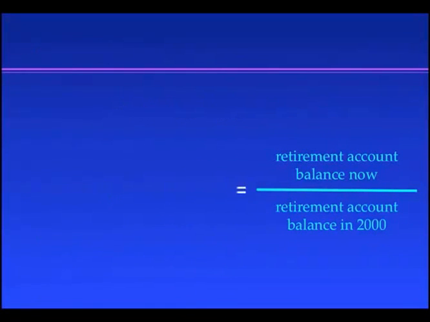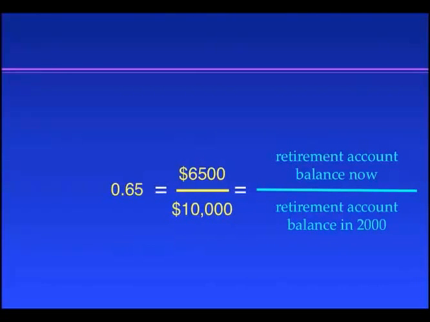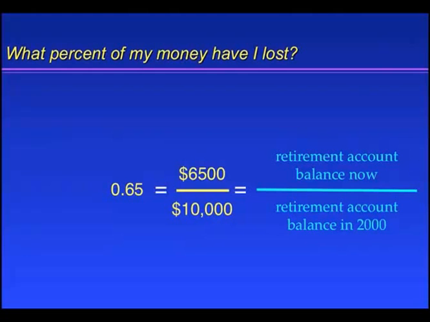Well, let's do another one. Let's say my retirement account balance now is $6,500. Are you kidding me? This is bad news. Okay, well, the ratio is 0.65. What percent of my money have I lost? It's not going to be pretty.